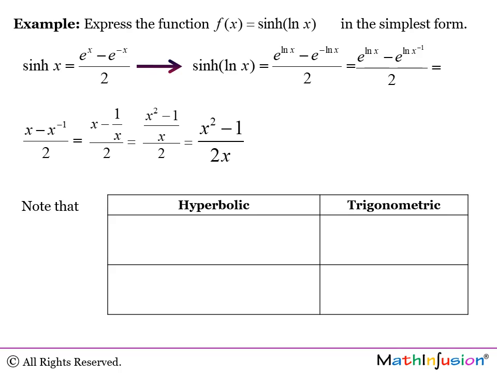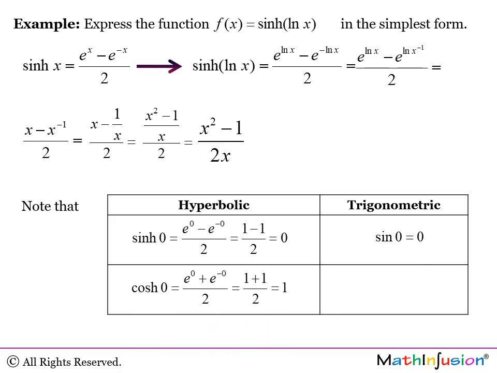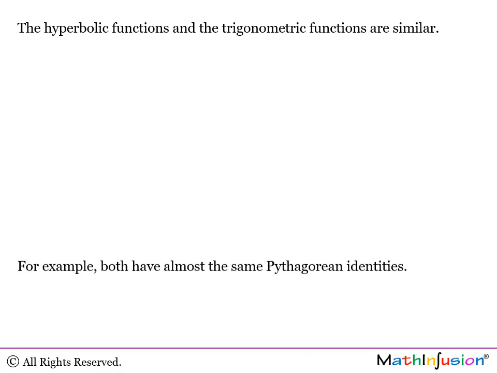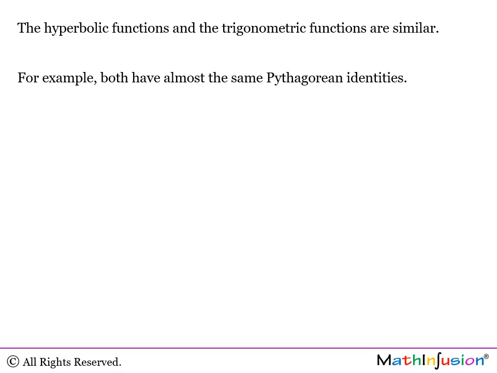Let's compare a little bit hyperbolic and trigonometric functions. Sine hyperbolic of 0 is 0 because e to the 0 equals e to the negative 0. I would like also to recall that sine of 0 is 0. Cosine hyperbolic 0 is 1 because here we get 1 plus 1 over 2, which is 1. And I would like to recall that cosine of 0 equals 1. The hyperbolic functions have a lot in common with the trigonometric functions. For example, both have almost the same Pythagorean identities.